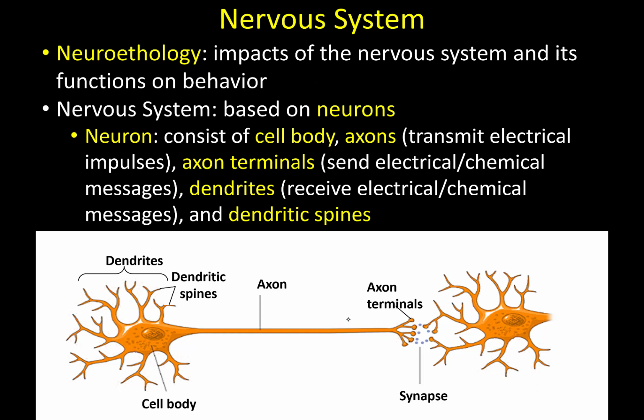Now, the field of nervous system study as it pertains to behavior is referred to as neuroethology. Okay? So these are the impacts of the nervous system and its functions on the behavior of an animal. The nervous system itself is based on a special type of cell called a neuron. It's a highly specialized cell whose job it is to spread information through the body. The neuron consists of a few key parts.